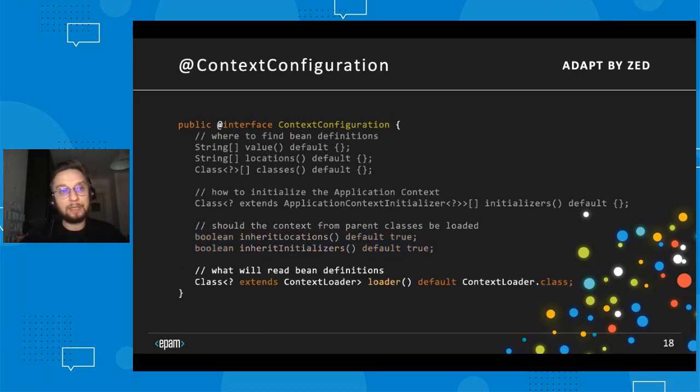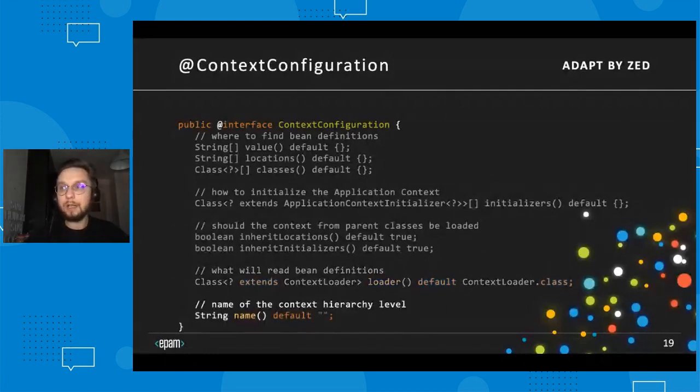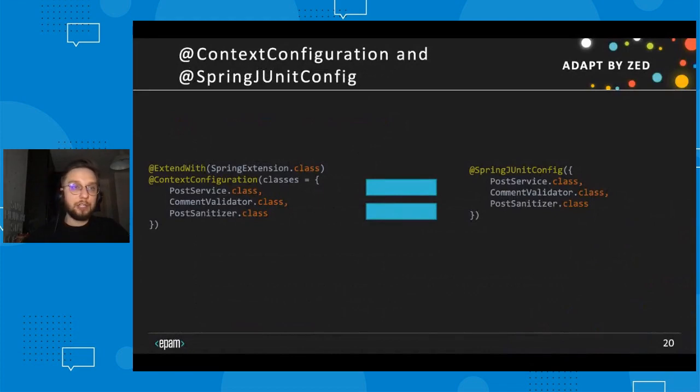If you have complicated bean definitions, for example generated dynamically or stored in the database, and you'd like to use your own context loader, you can use it for tests as well. And of course, it's possible to provide a name for every layer of the hierarchy. JUnit 5 made a significant step forward and allowed building extensions.